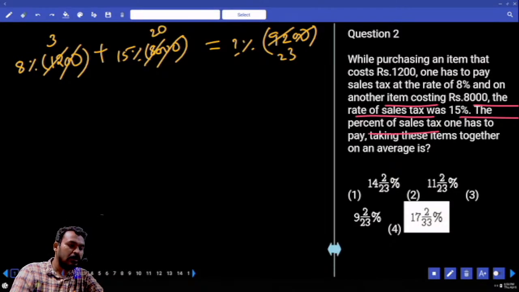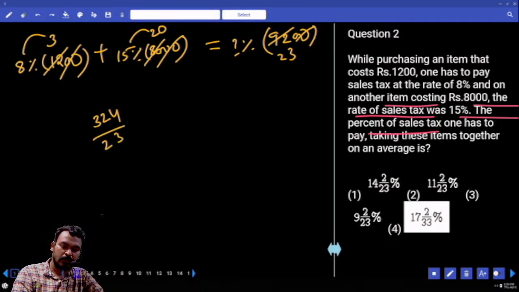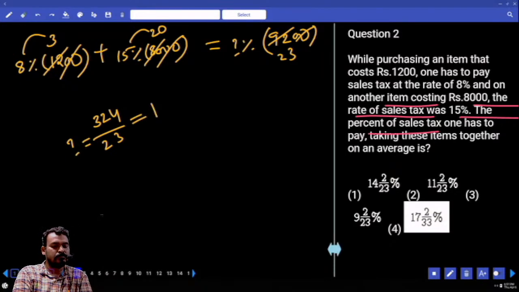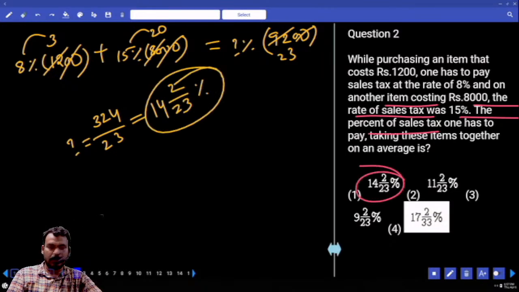4, how many times? 23 times. 8 times 3 is how much? 24. 15 into 20, 300. Total it is 324. Divide by 23. 324/23. 23 how many times? 1 time. What is the remaining value? 9. 94 means almost 4 times. 14 something. 14 2/23%. Which option? First option.